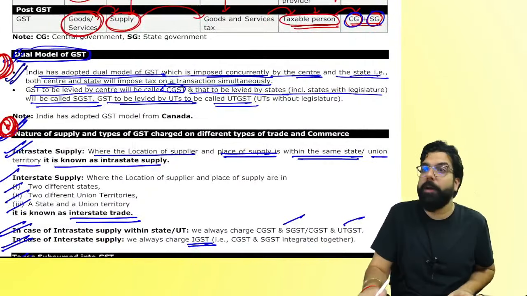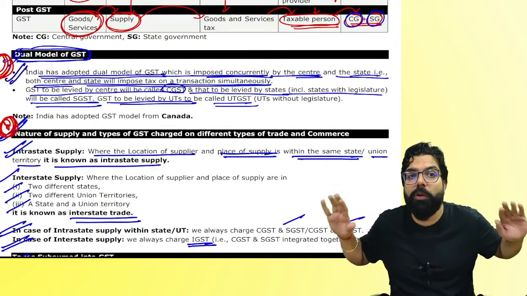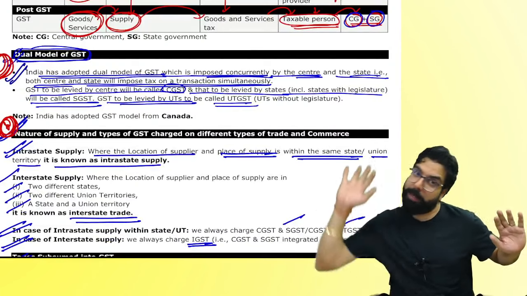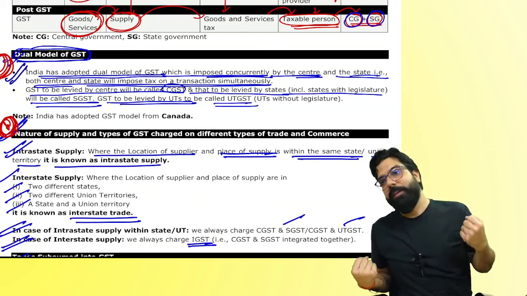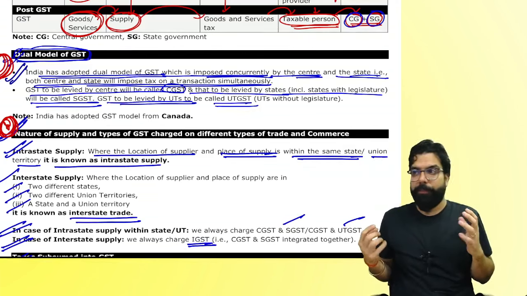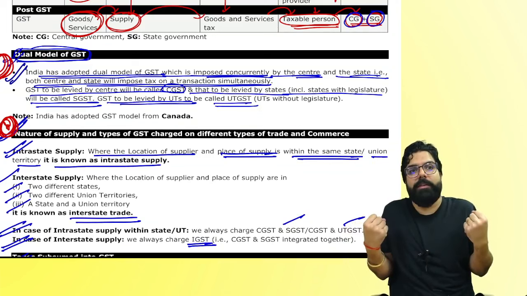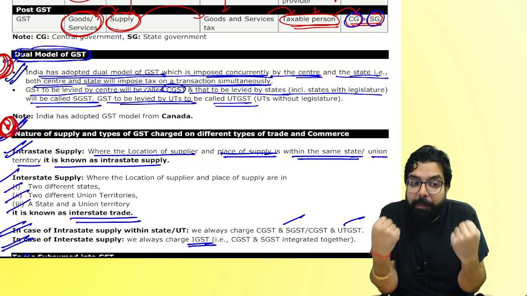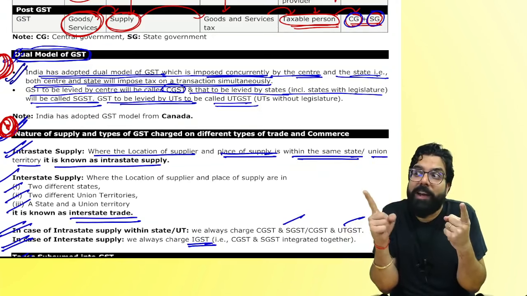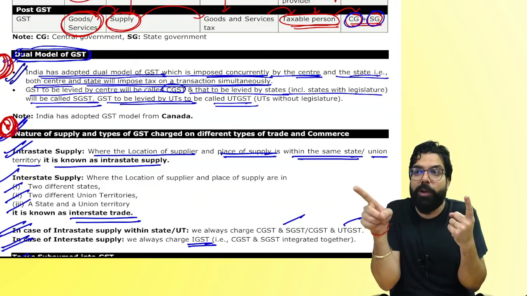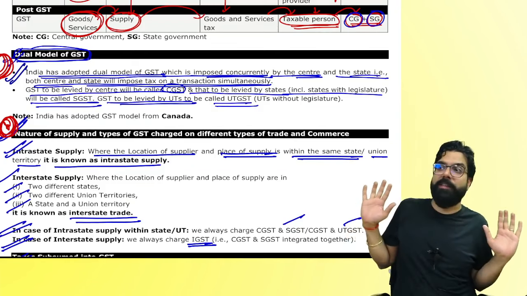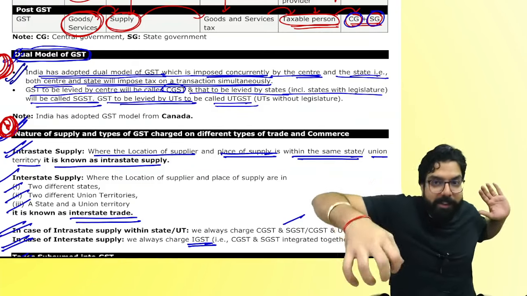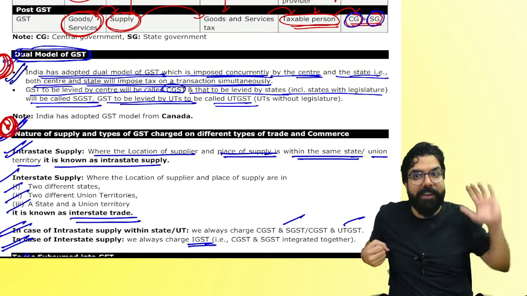Dual model. Remember, in India, we have adopted what, everyone? Dual model. It means GST will be collected by the central government and also the state. Central government collects CGST. State government will collect SGST. Simultaneously, they will levy GST. Are we clear? And for this simultaneous power, they introduced Article 246A in the Constitution. Do you remember? That Article 246A gave the power to the central government and the state government. Central government can charge CGST and state government can charge SGST.